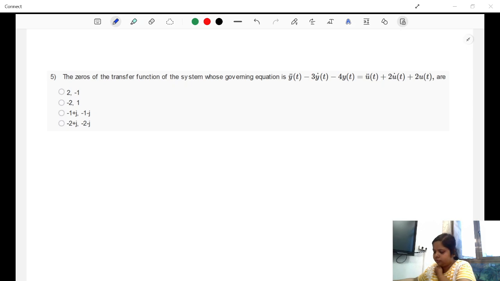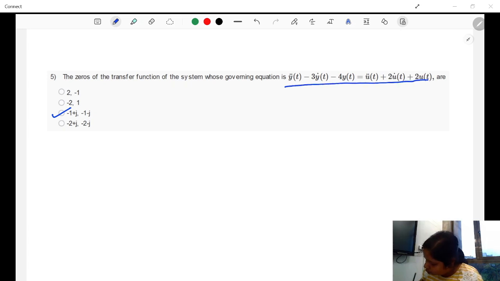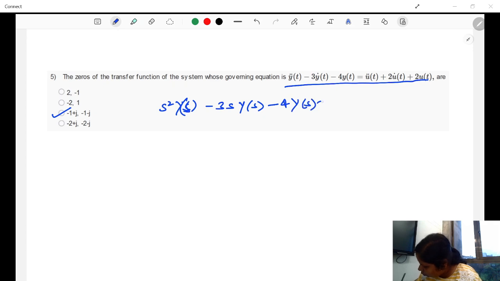Option C, madam. Okay, minus 1 plus minus j. So what we do here is, this is the differential equation. Now again you are going to write s square Ys minus 3s minus 4Ys is equal to s square Us plus 2sUs plus 2Us.